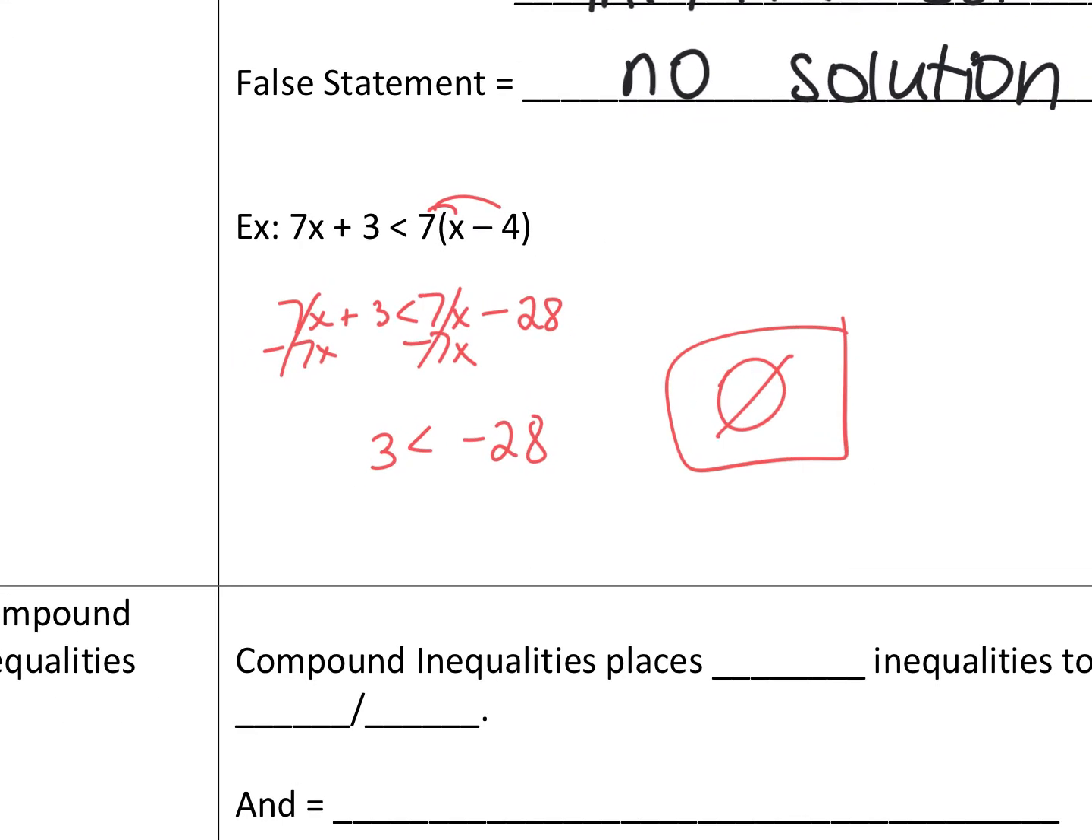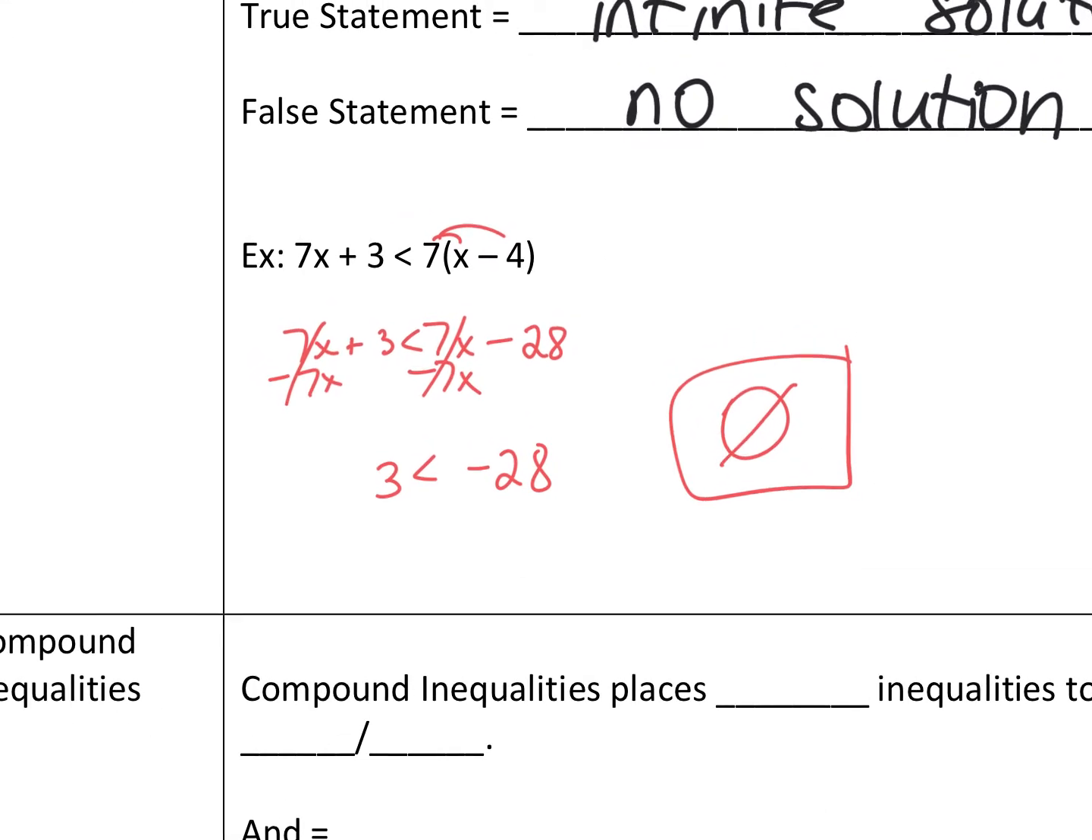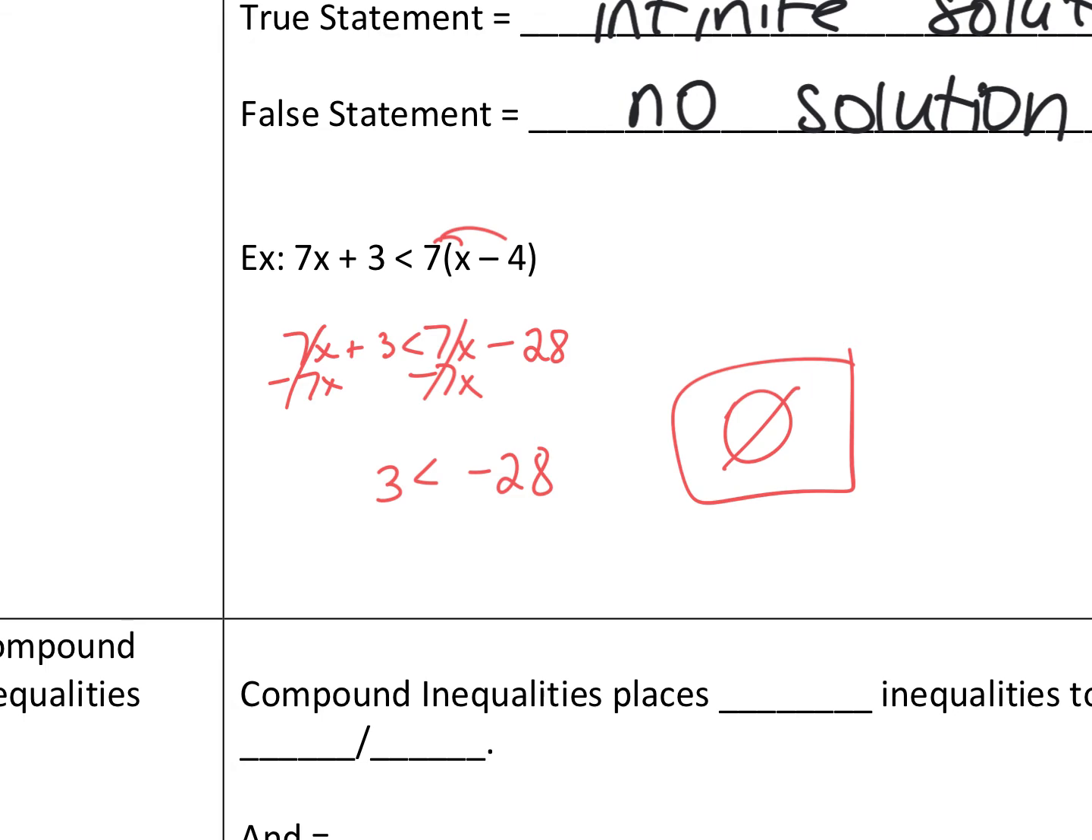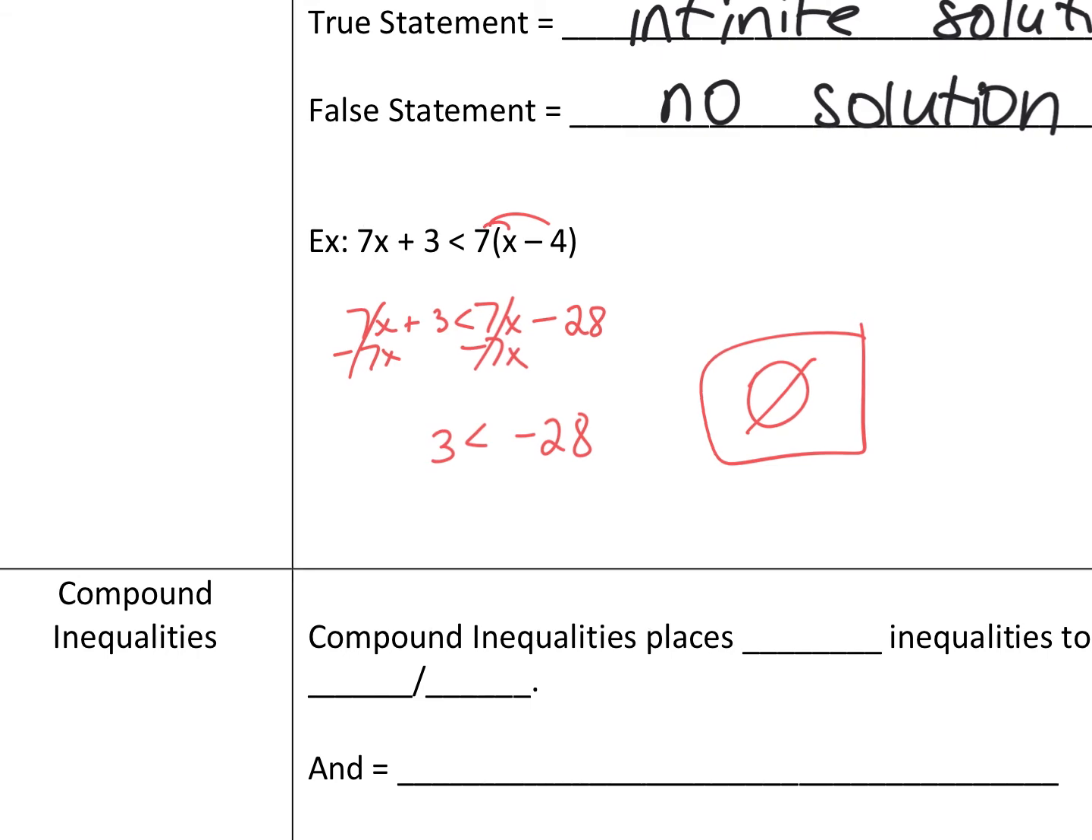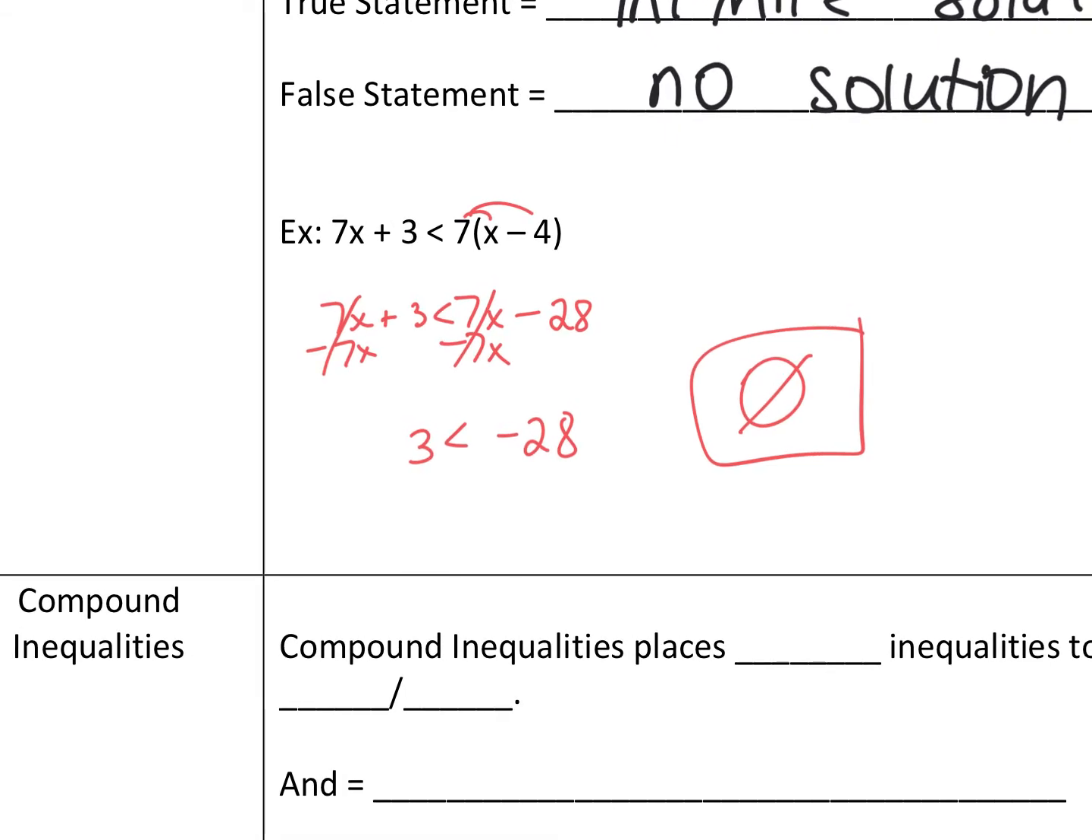Caitlin, you have a question? You look confused. I was confused for a second, but all he did was move the variable over and then he moved one of the numbers to a different side too. Okay. And that works. Same thing if you would have added the 28 over, you would have ended up with 31 is less than 0, which you know is also not true.